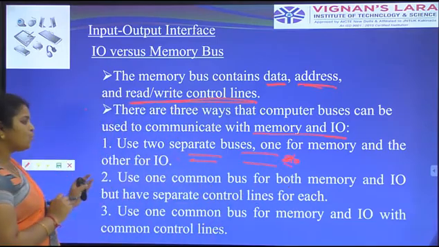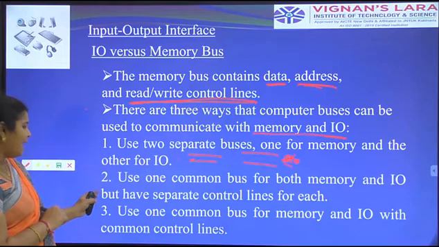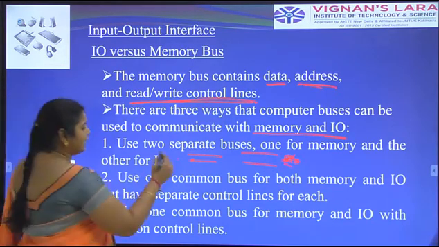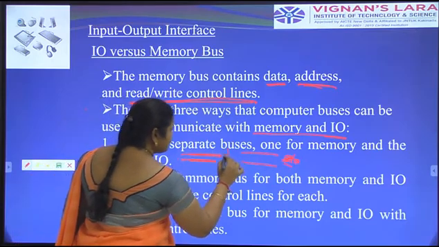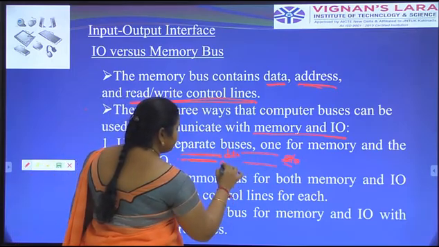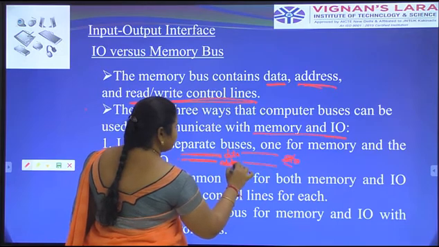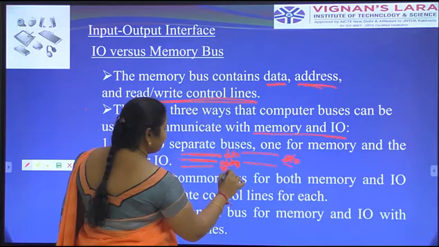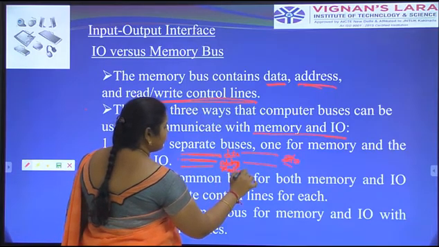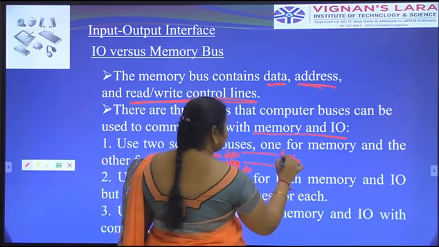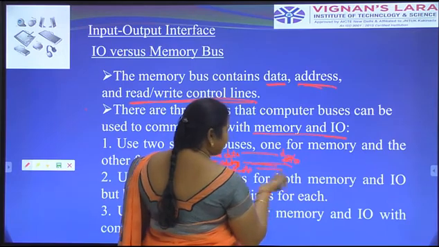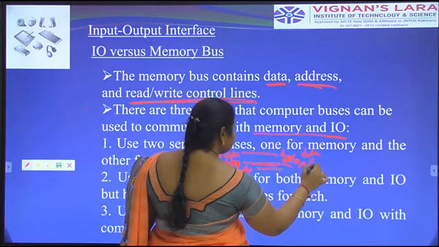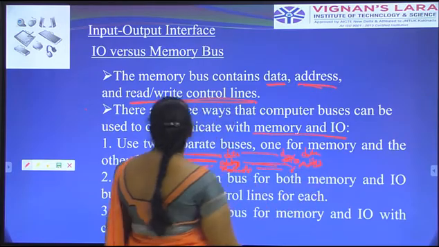Next, use one common bus for both memory and IO but have separate control lines for each. These are the control lines. This is the data, this is the address, and another one is read and write. It also contains separate control lines: data, address, and read and write operations.